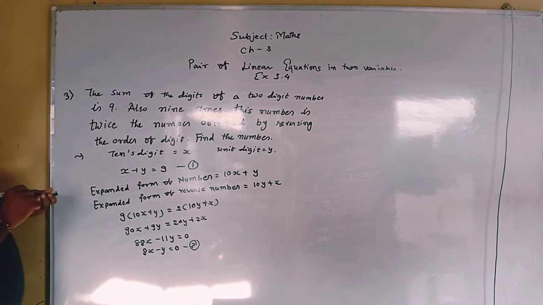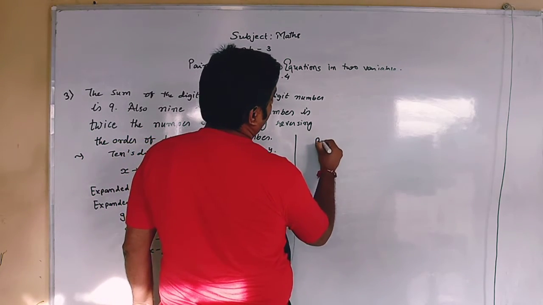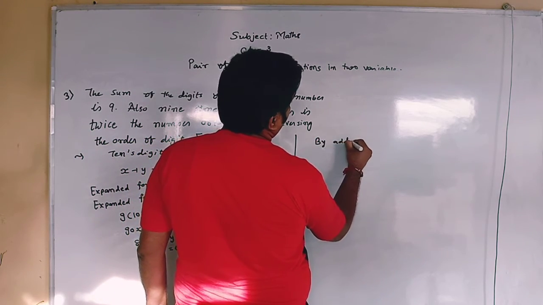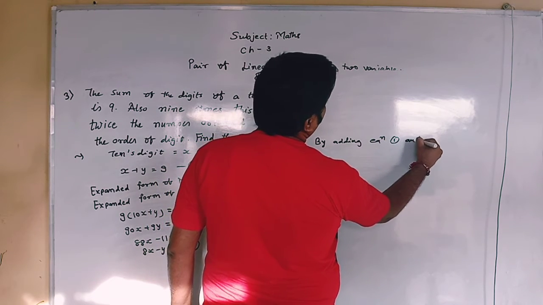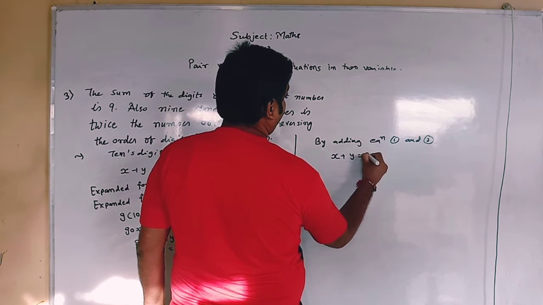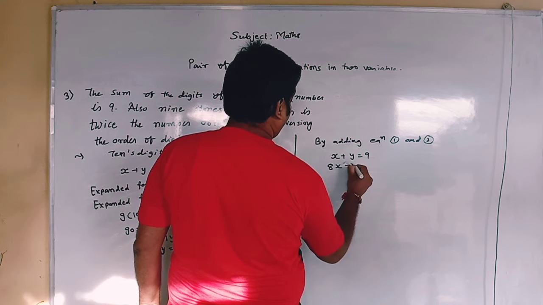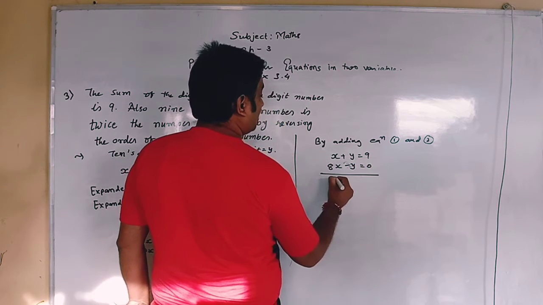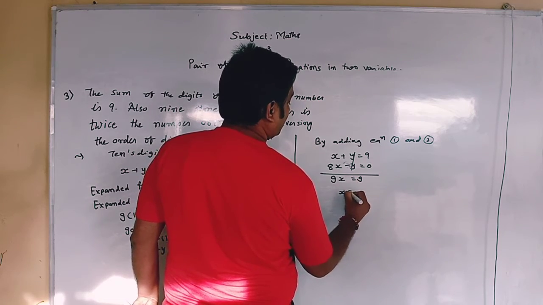Now here y has the equal coefficient on opposite sides, so by adding equations 1 and 2, we get x + y = 9 and 8x - y = 0. So 9x, y will cancel, equals 9. So x equals 1.